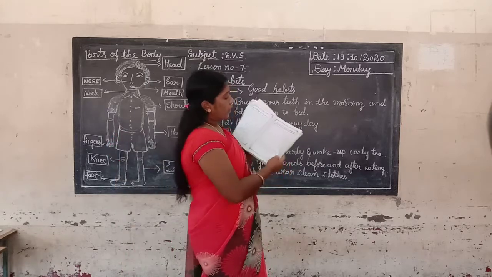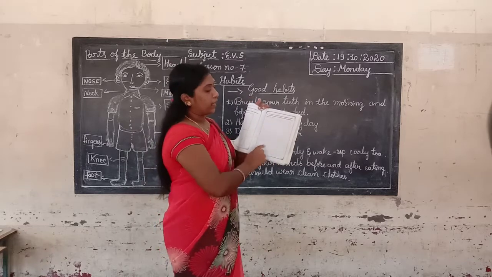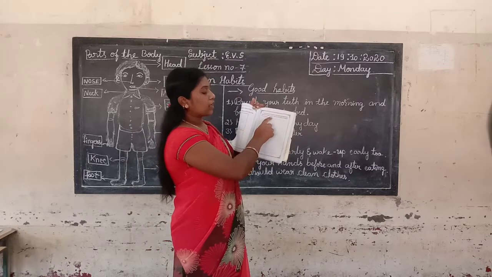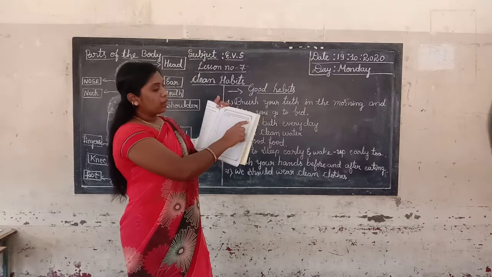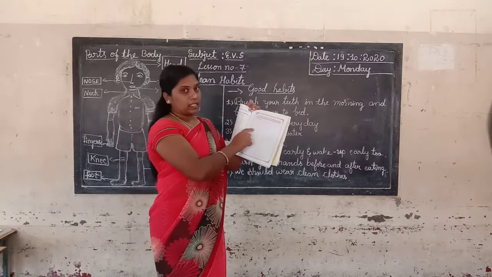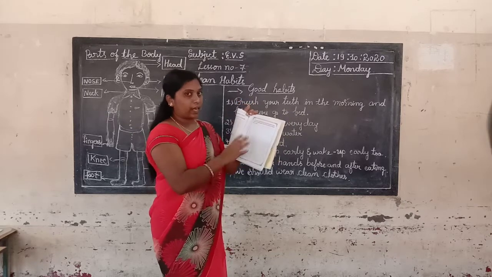Page number 48. Keep your left hand on the space provided below. Keep your fingers apart. Draw a line along your fingers with a pencil. So you draw your hand.